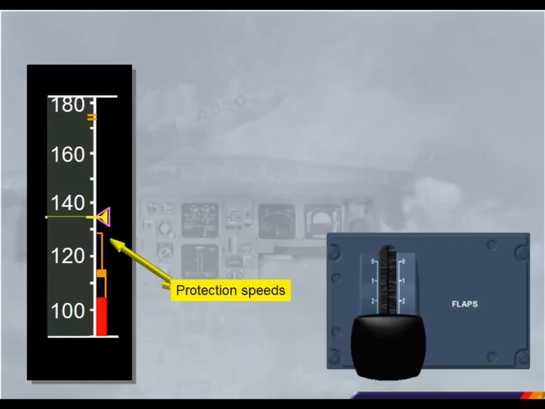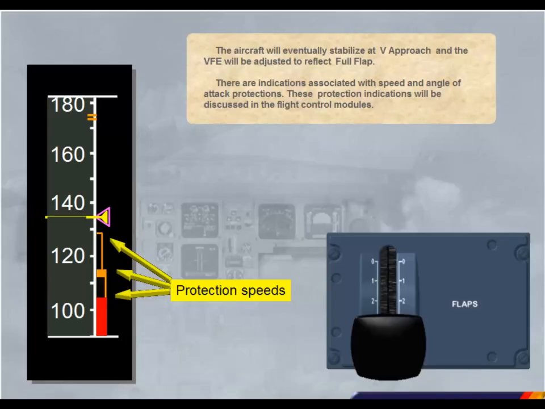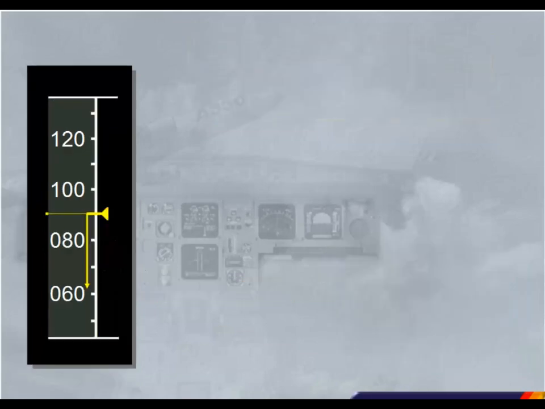There are indications associated with speed and angle of attack protections. These protection indications will be discussed in the flight control modules. Once the aircraft lands, all additional speed indications are removed apart from the speed trend arrow. Having thoroughly studied the airspeed indications, you will study the altitude, vertical speed and heading indications in the next module.